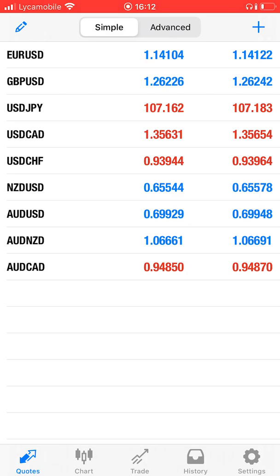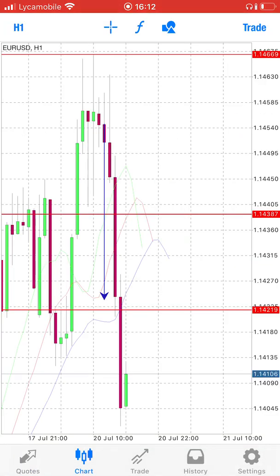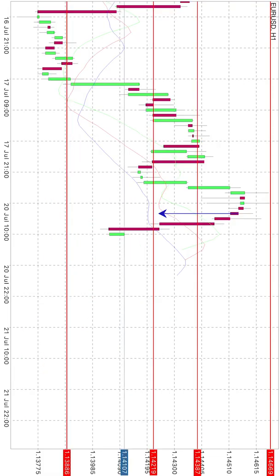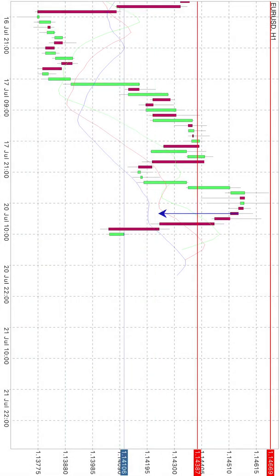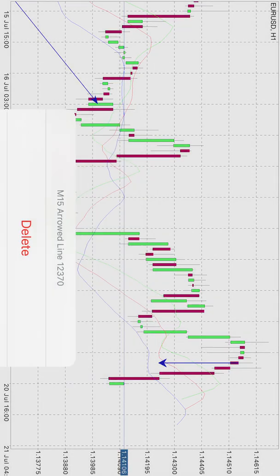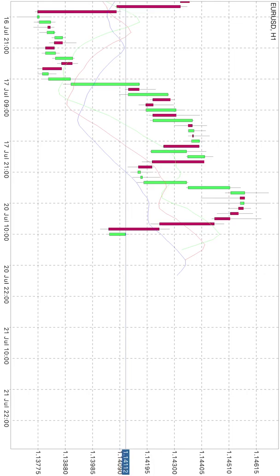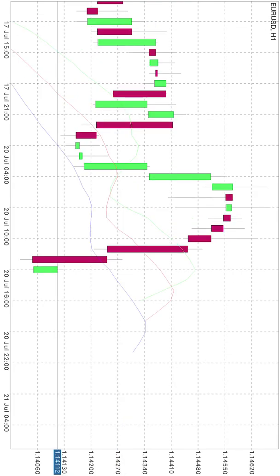So we pick our EUR/USD. Then we go for Charts because we want to see what is happening in the markets concerning EUR/USD. Over here I have some lines I already drew. I have to delete them because I want you to understand. So over here it's a plain chart. Over here is a plain chart. So let me make it bold.